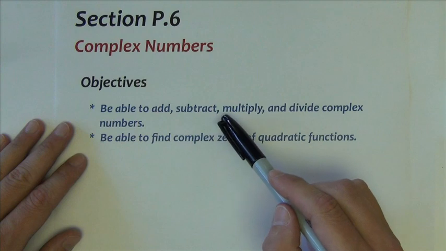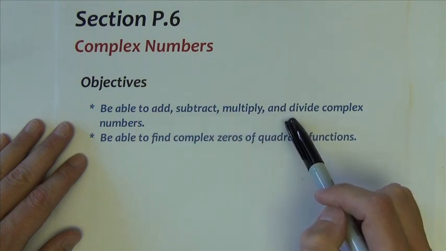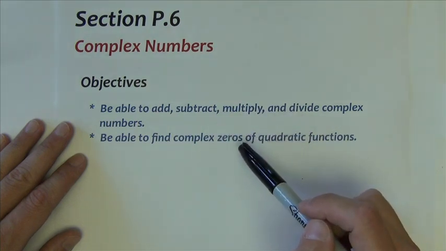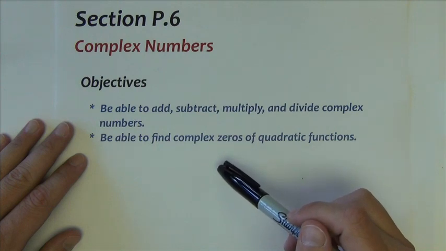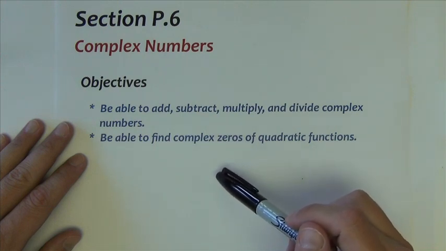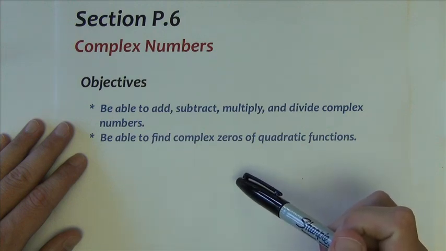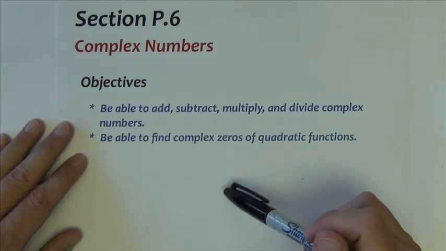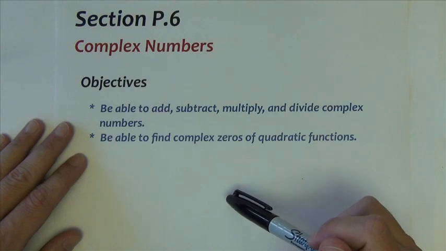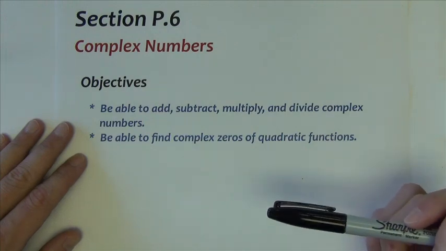We're going to add, subtract, multiply, and divide them, and then allow them to become solutions to equations that possibly right now we would classify as not having a solution. So by introducing this new set of complex numbers, we'll be able to solve more equations.